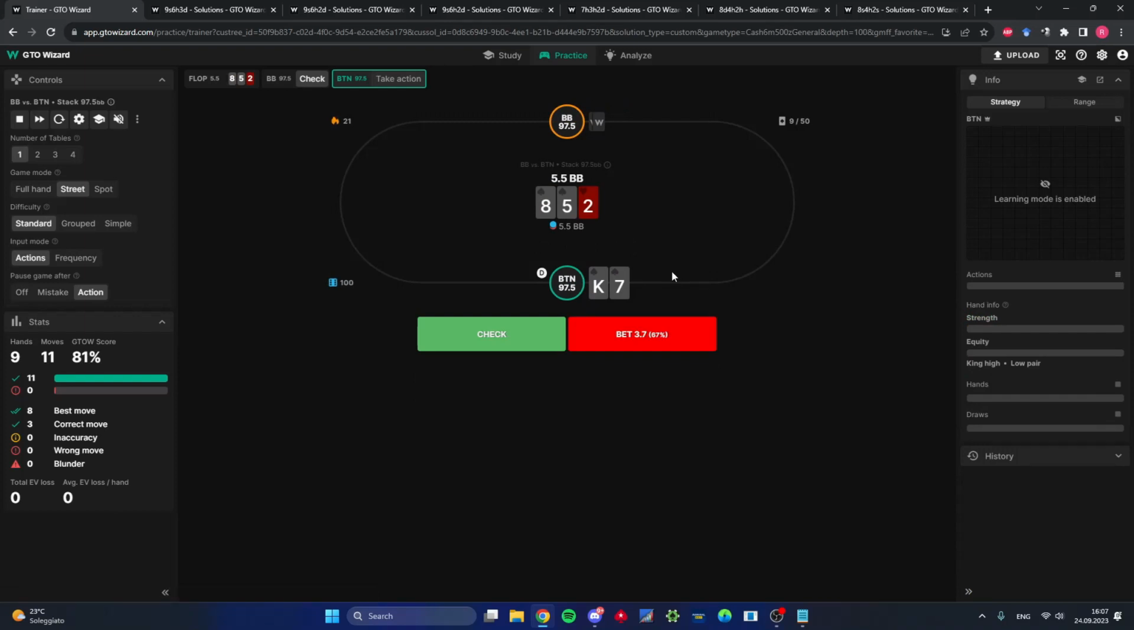Okay, 8-5-2, same board here. Now we have a flush draw, but we roll 100. So the question is, do we always want to bet our flush draws? I think the answer is definitely no. Now the question is just which one do we bet, so which one do we check behind.